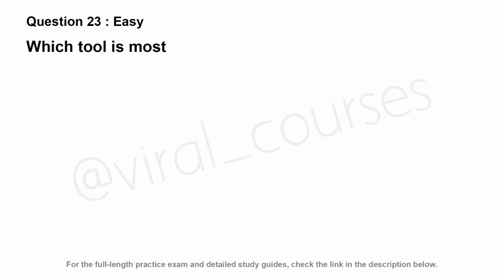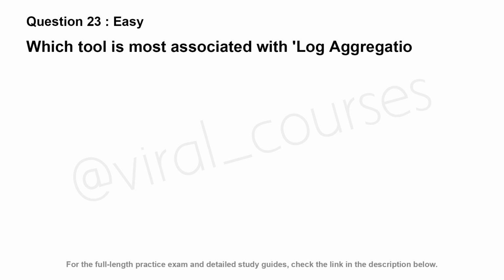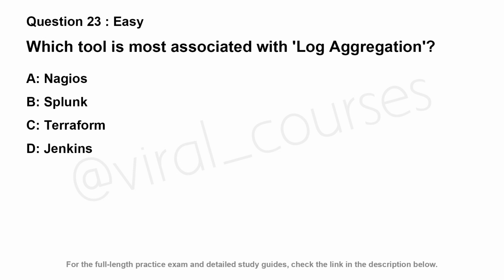Which tool is most associated with log aggregation? Option A, Nagios. Option B, Splunk. Option C, Terraform. Option D, Jenkins.